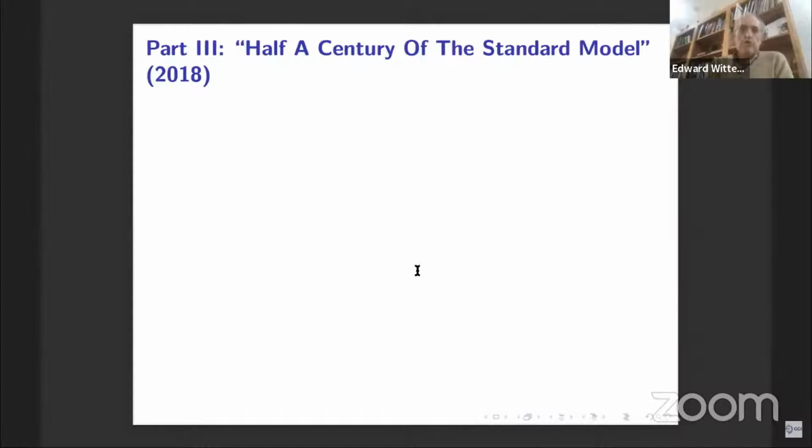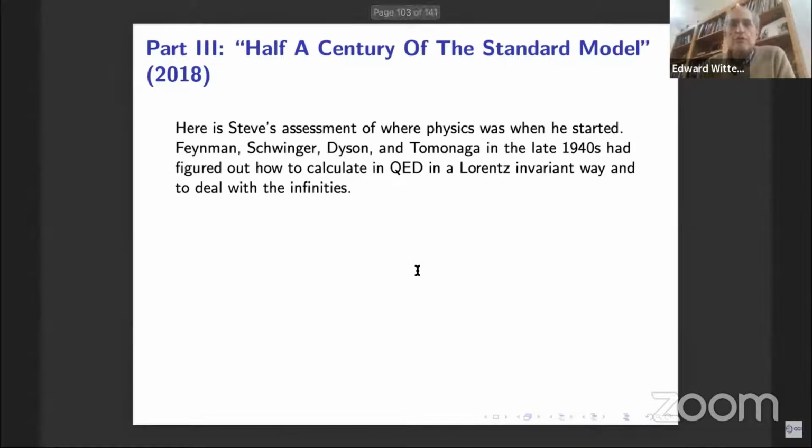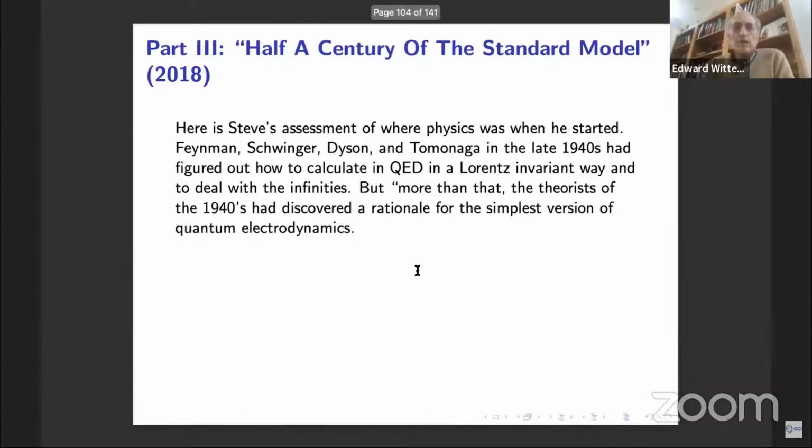So we'll jump ahead to 2018, near the culmination of Steve's career, where he looks back on half a century of the standard model. So here's Steve's assessment of where physics was when he started. Feynman, Schwinger, Dyson, and Tomonaga in the late 40s had figured out how to calculate in QED in a Lorentz invariant way and to deal with the infinities. But more than that, the theorists of the 1940s had discovered a rationale for the simplest version of quantum electrodynamics.